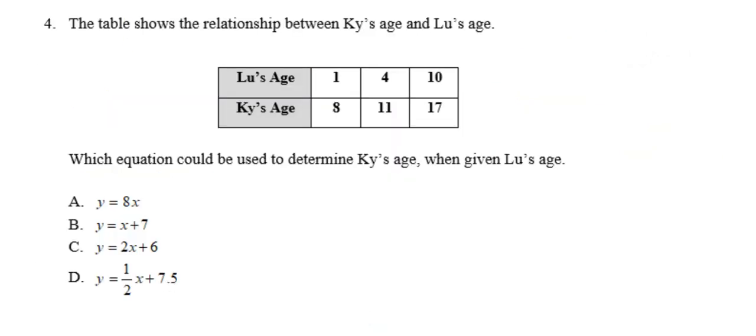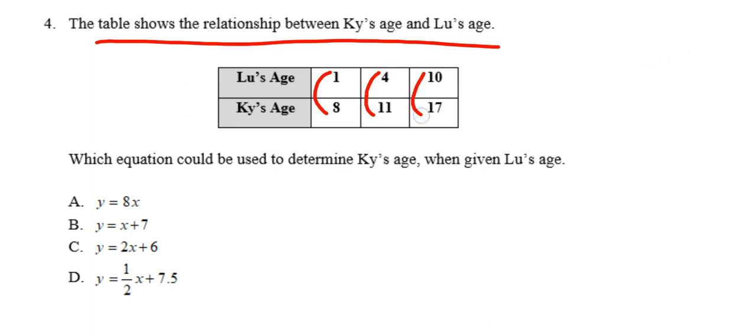Let's look at number 4. Now we're looking at a relationship between Kai's age and Lou's age. Okay, so I'm going from 1 to 8. Is it a times 8? It could be, except that I'm also going from 4 to 11. That's not a times 8. 10 to 17, not times 8. So if it's not proportional, it's going to be additive. So what am I adding? I'm adding 7. So you can see that Kai's age is 7 years older than Lou's age.